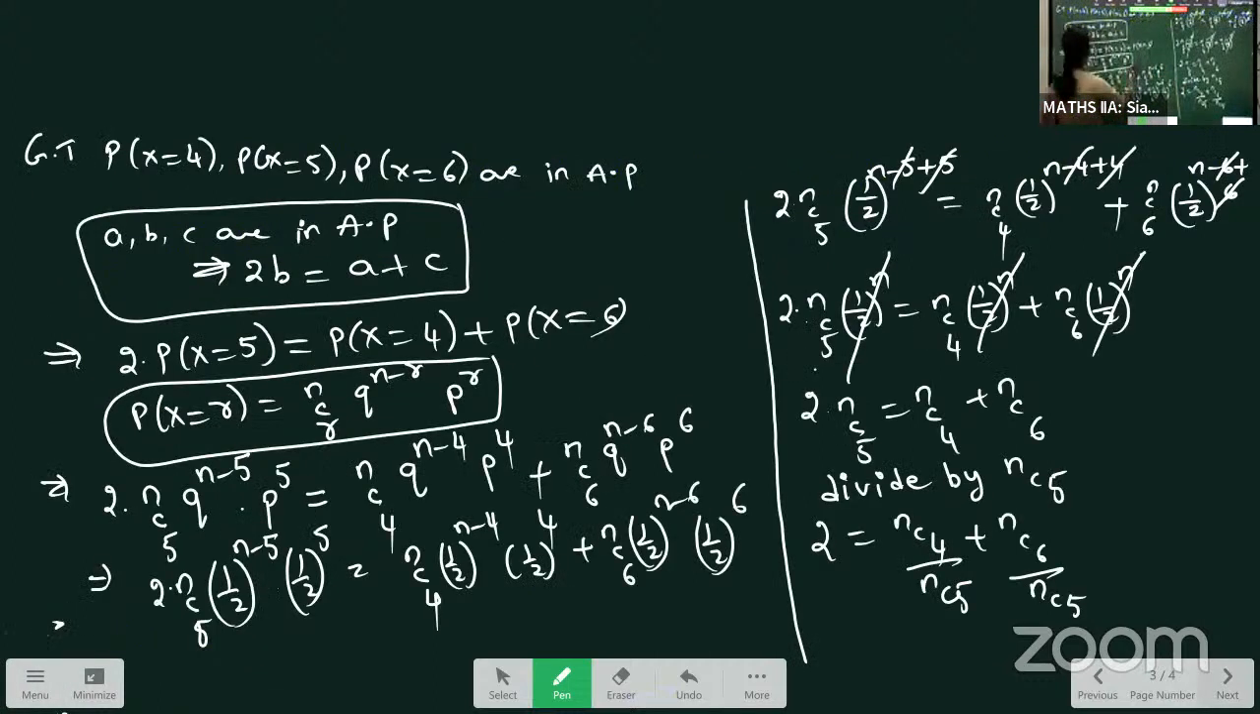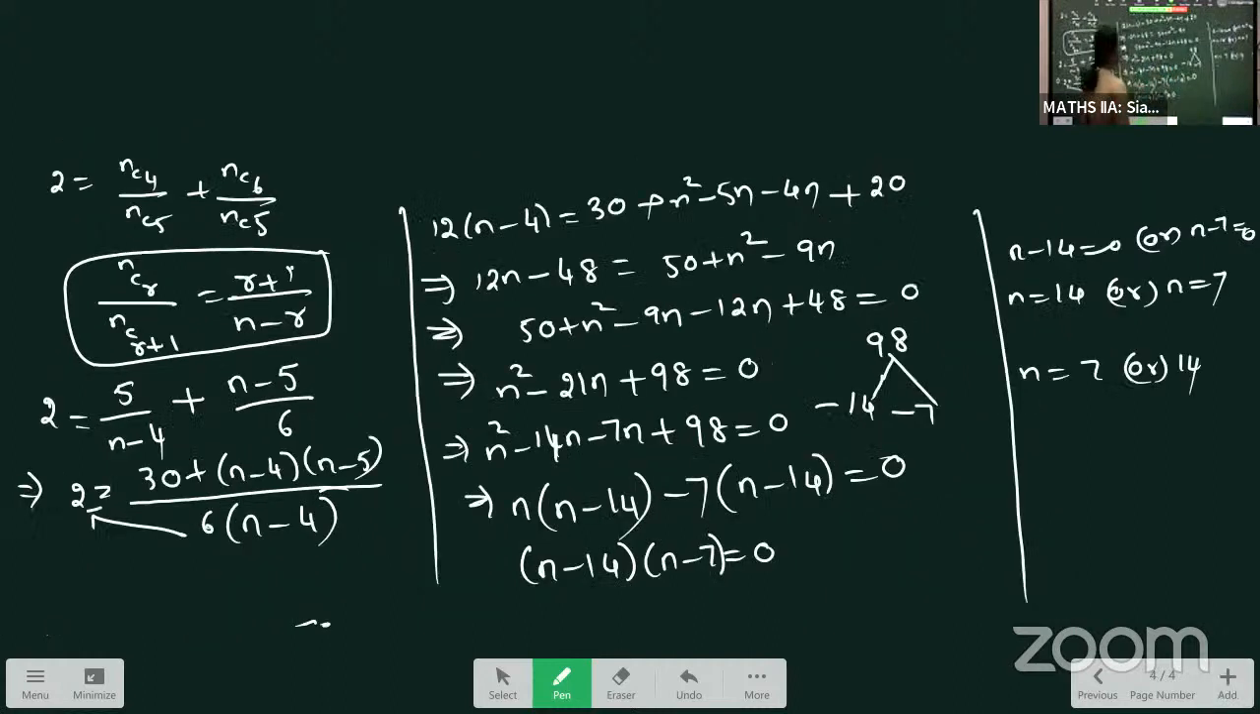Now apply the condition. The AP condition is what? 2b is equal to a plus c. 2 into P of x equal to 5 is P of x equal to 4 plus P of x equal to 6. Applied the basic format of binomial distribution, expanded and substituted p and q values as 1 by 2 and 1 by 2. Applied the concept that when bases are the same, powers should be added. So finally we are left with 2 into NC5 is equal to NC4 plus NC6. Divide both sides by NC5. Then again apply the formula for simplification. Then we take the LCM, get the quadratic equation and solve it.